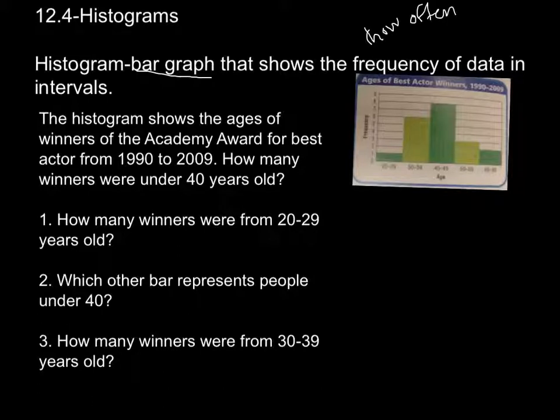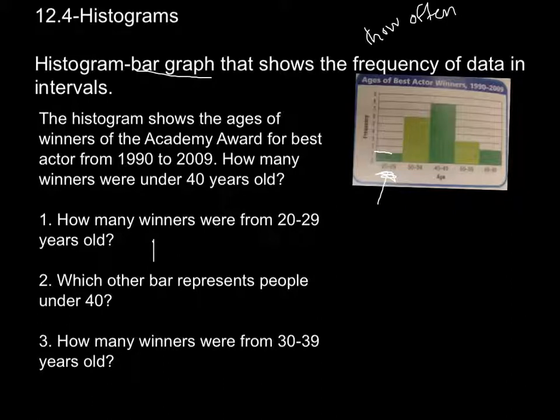Okay, so how many winners were from 20 to 29 years old? Well, looking right here, I see that that bar graph covers up to the 1, so I know that there was one winner from 20 to 29 years old.